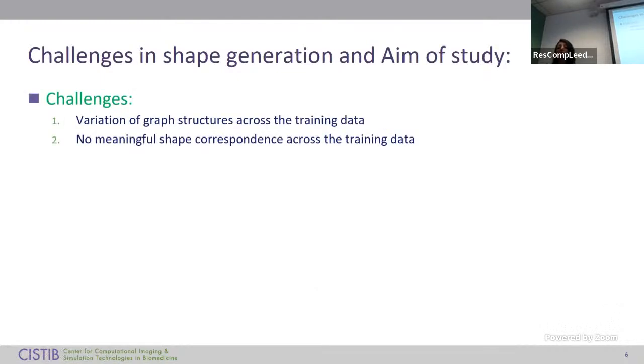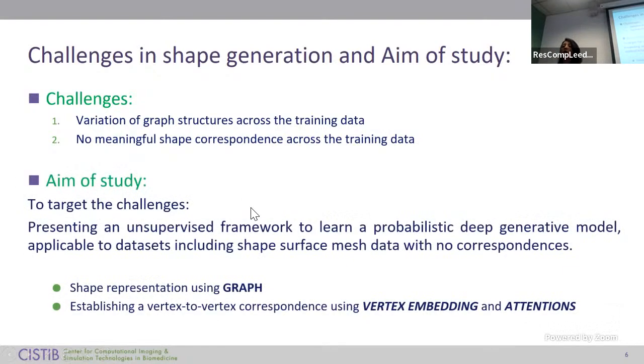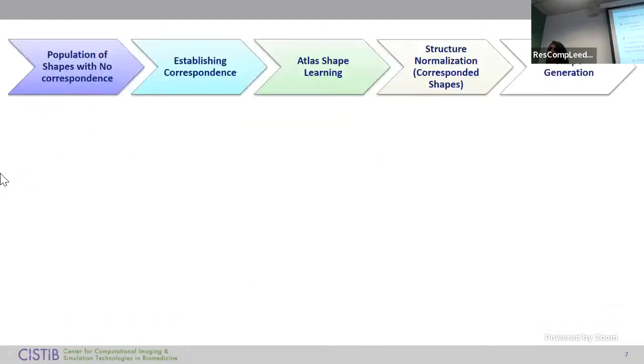So we are going to deal with these two problems in this research. First of all, the variation of graph structure across the training data, and the second one is that there is no meaningful correspondence in real data. So we target these challenges by presenting an unsupervised framework to learn a probabilistic generative model by representing a shape as a graph and then establishing vertex-to-vertex correspondence between the graphs using vertex embedding and attention.